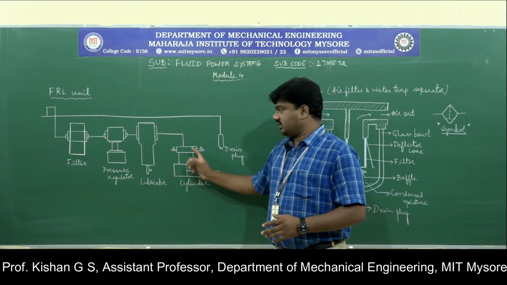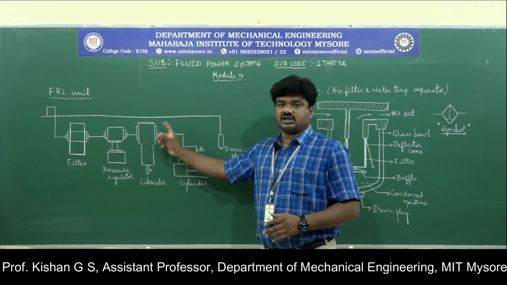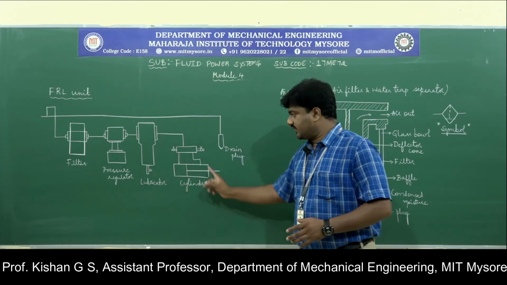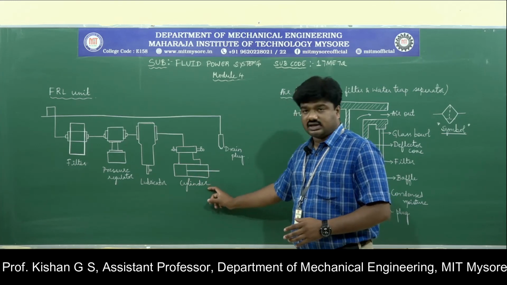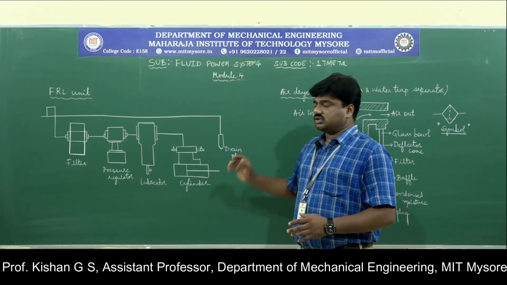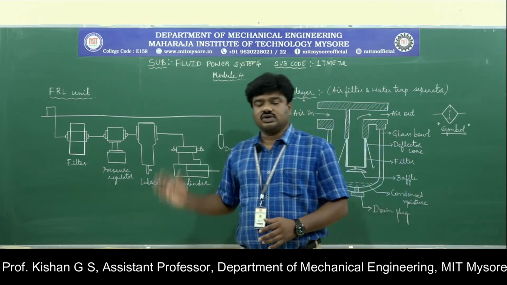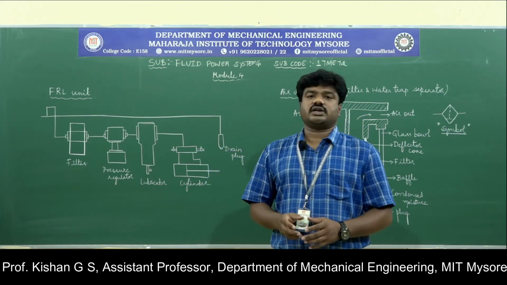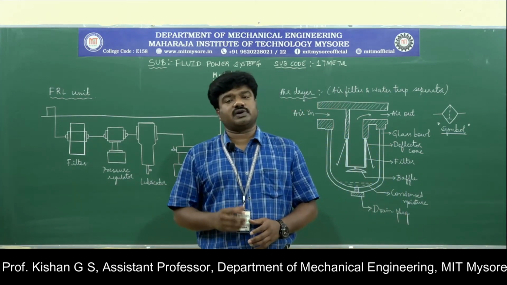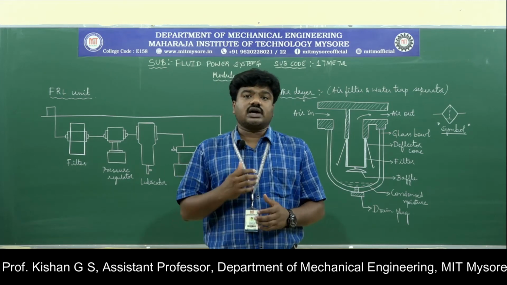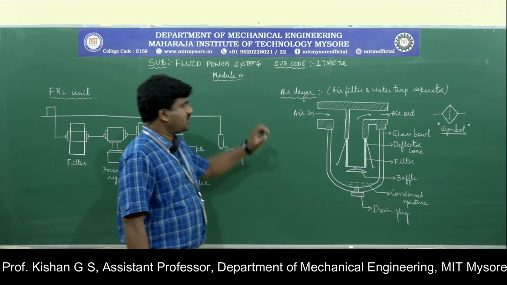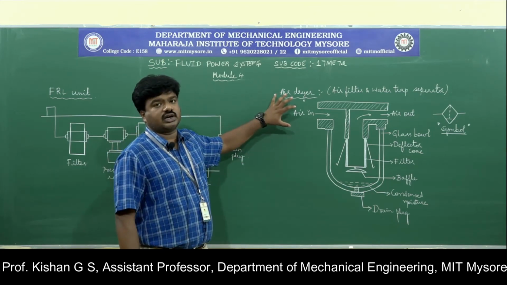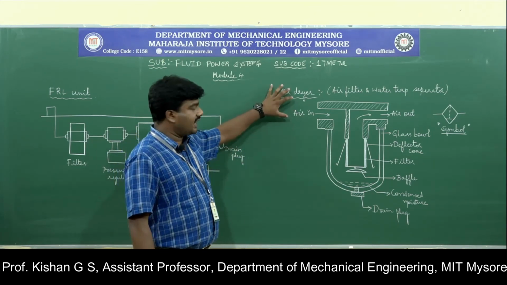The lubricating medium added with the compressed air results in the lubrication of reciprocating parts in the linear actuator, or cylinder in this particular case. So this is how the FRL unit, that is filter, pressure regulator and lubricating unit, performs fluid conditioning in a pneumatic system. Next comes one of the important fluid conditioning components, that is the air dryer.